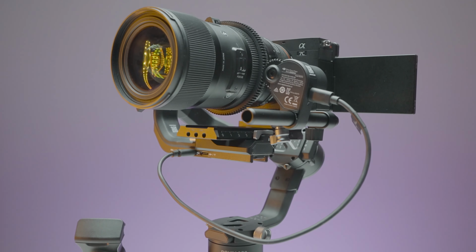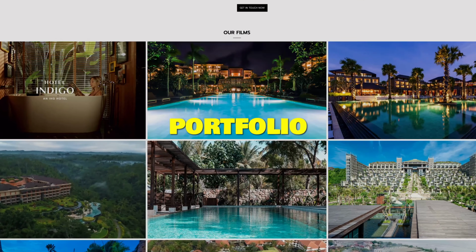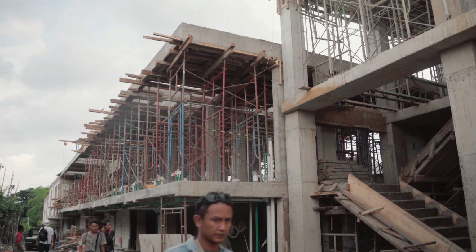If you have a good camera setup and experience with editing, you can land these collabs quite easily by just having a good portfolio and a good outreach structure. Especially in rapidly growing areas like here in Bali, there are a ton of new villas being built every single week, which means there's a ton of opportunity popping up every single day to find collaborations.